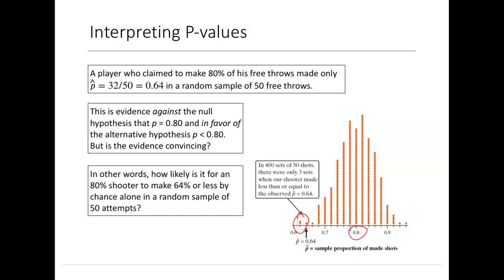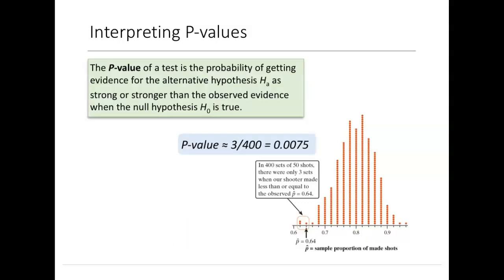All right, so what's 3 out of 400? 3 out of 400 is about 0.0075. So less than 1%. So the probability, if he actually shoots 80%, the probability that he would randomly shoot 64% on a given set of 50 shots is less than 1%. Do you think that's convincing evidence that he doesn't really shoot 80%? Right, I do too.